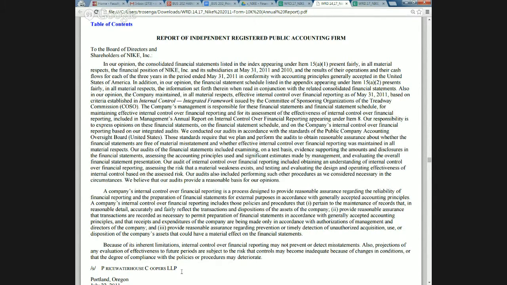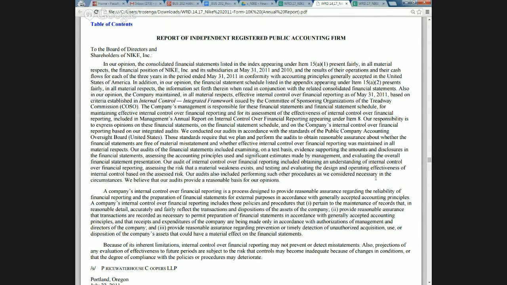When Nike hires PricewaterhouseCoopers to do an audit, PricewaterhouseCoopers is not creating the financial statements. They are merely auditing the financial statements that Nike Corporation has presented. After that, excuse me, folks, I still get choked up when I talk about this stuff.